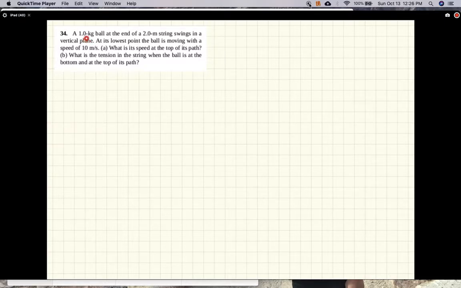This problem says a 1 kg ball at the end of a 2-meter string swings in a vertical plane. At its lowest point, the ball is moving with a speed of 10 meters per second. What is the speed at the top of its path?